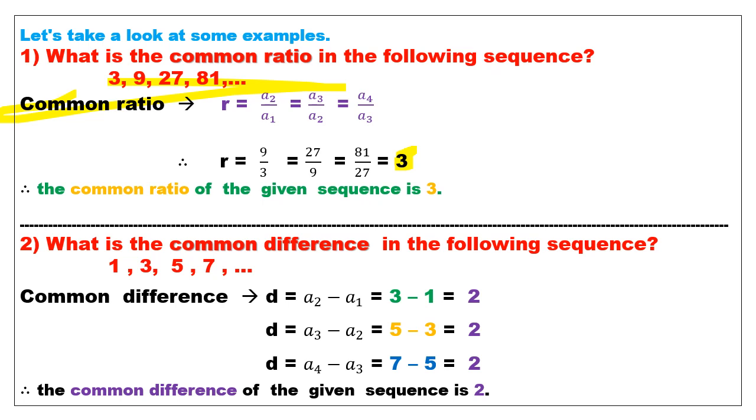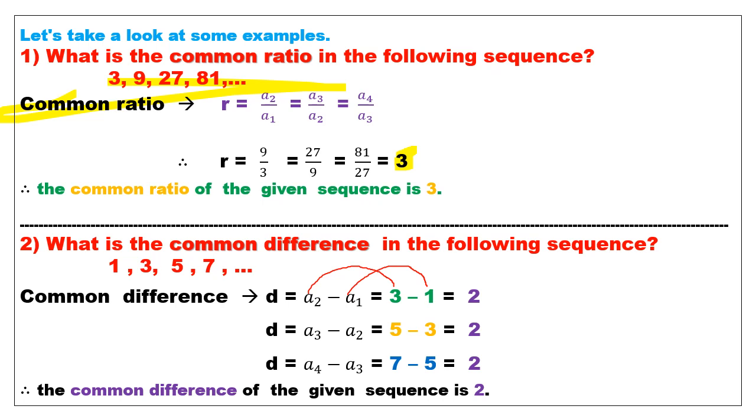Common difference is denoted by small letter d. Now take the difference between two consecutive terms, second and first, then third and second, then fourth and third to get the common difference. Now look at the solution. Now d equals a2 minus a1 equals a2 value is 3 minus a1 value is 1. Now subtract 3 minus 1, we get 2.